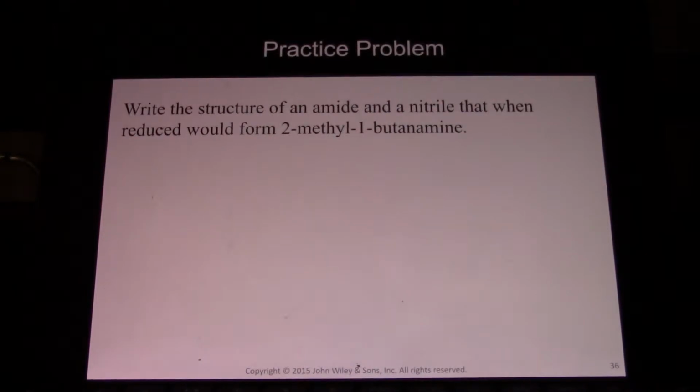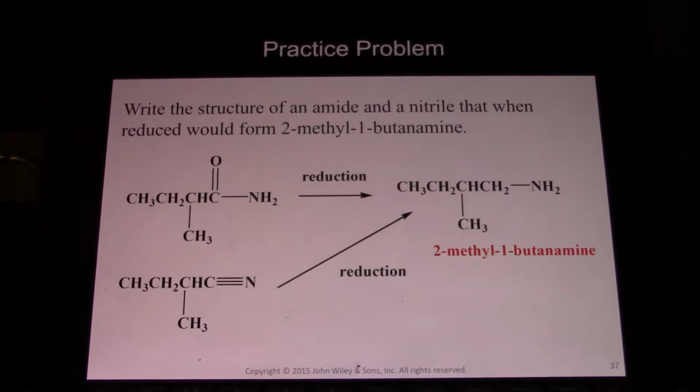So write the structure of an amide and a nitrile that when reduced would form 2-methyl-1-butanamine. Well, our compound, 2-methyl-1-butanamine, is right here. So to work backwards, we need this to be a nitrile group here, or an amide group, because here's our final compound. So again, if we were reducing an amide, we want that double bond there, because the amide is reduced to an amine. And if it was a nitrile, you'd want it right there to form that into an amine group.